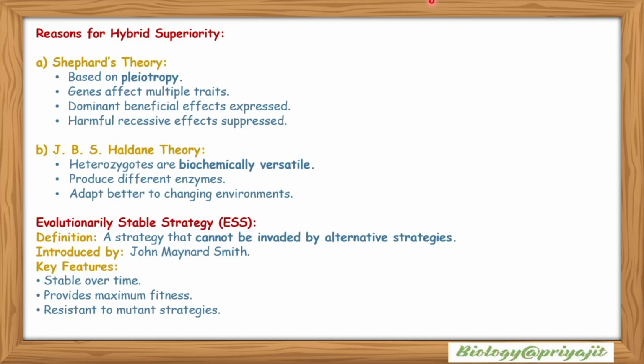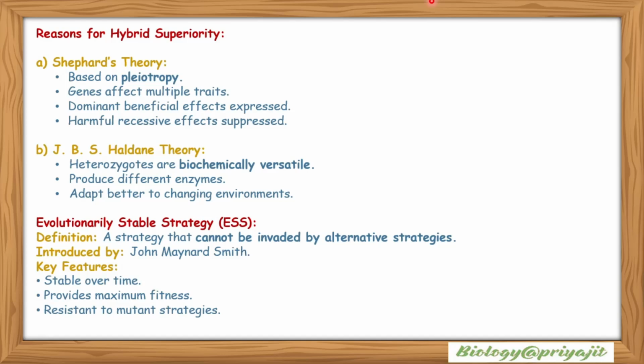Evolutionary Stable Strategy, or ESS. The definition: a strategy that cannot be invaded by alternative strategies, and the concept was introduced by John Maynard Smith. The key features include: stable over time, it provides maximum fitness, and it is resistant to mutant strategies.